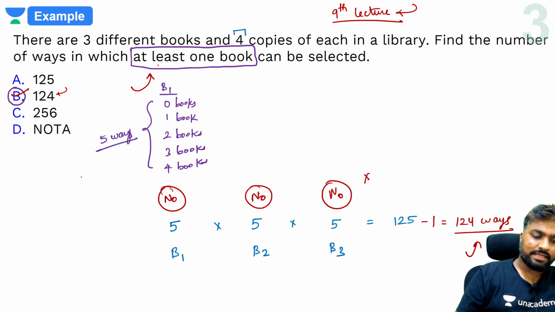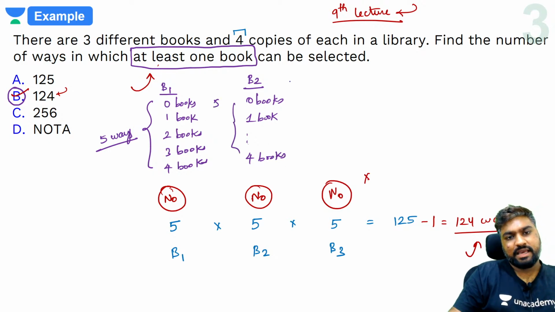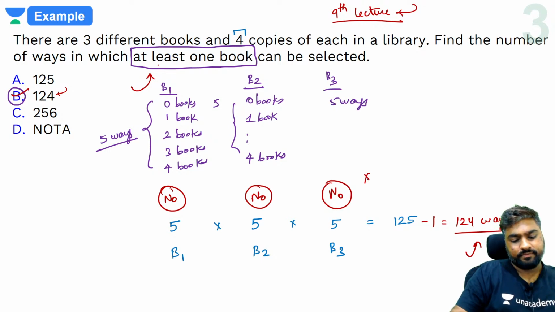Are you able to understand this? Same way book 2: 0 books, 1 book, up to 4 books. Here also 5 ways of doing it. Same way with book 3, 5 ways of doing it. Okay? Any doubts here, guys? Anyone?